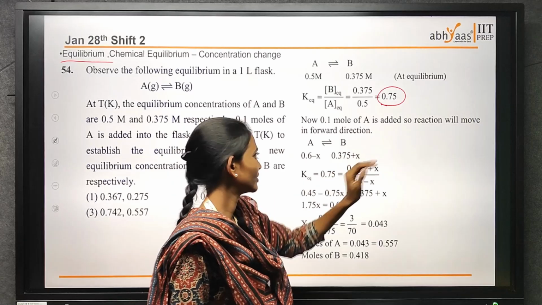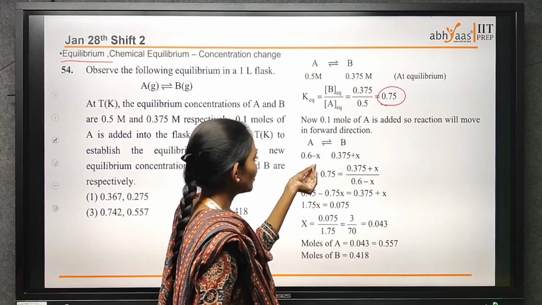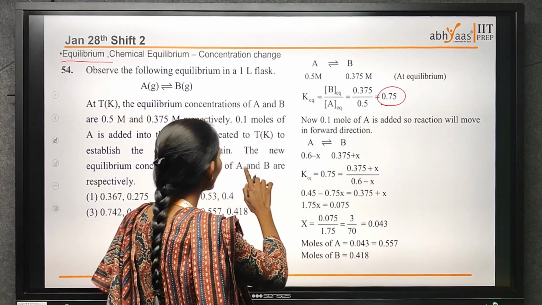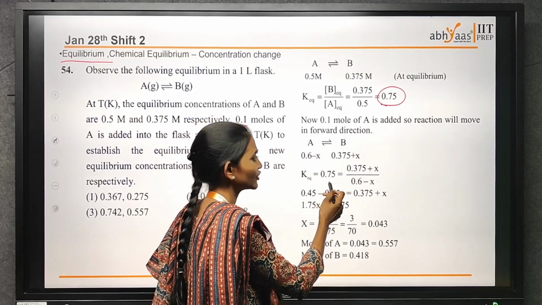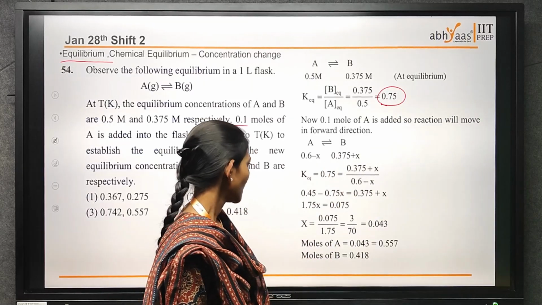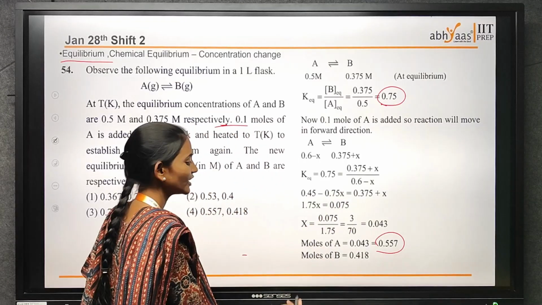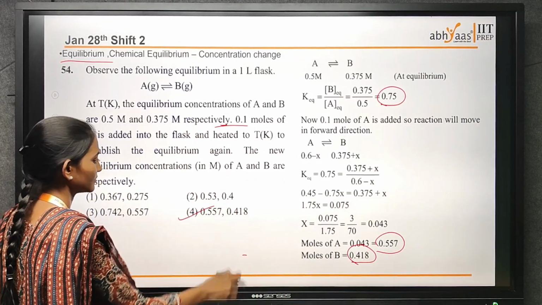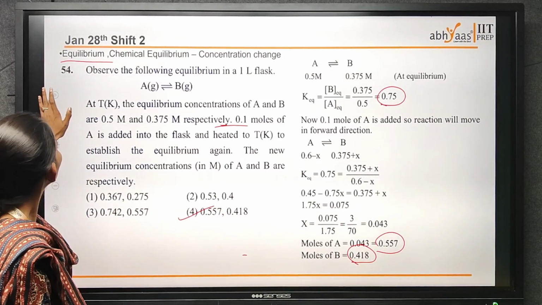0.1 mole of A is added to the reaction, means what will happen? It is a forward reaction, right? So hence your A will be 0.6 minus x and B will be 0.375 plus x. Means you are adding 0.1 mole, right? So at equilibrium, then what you are getting? 0.75 equals 0.375 plus x by 0.6 minus x. Upon doing calculation, you are getting moles of A is 0.557 and B will be 0.418. Hence option 4 is your answer, right? So not that much tricky question, but time taking one, right? Moving on to next question.